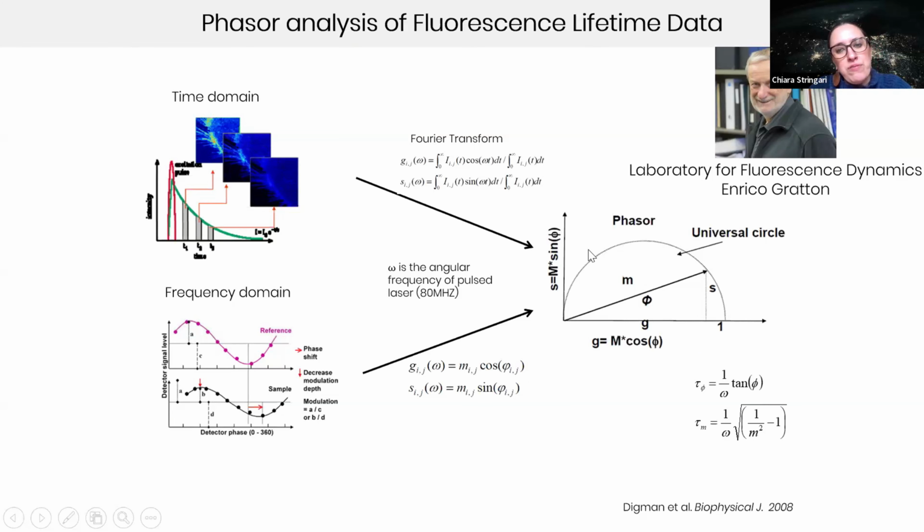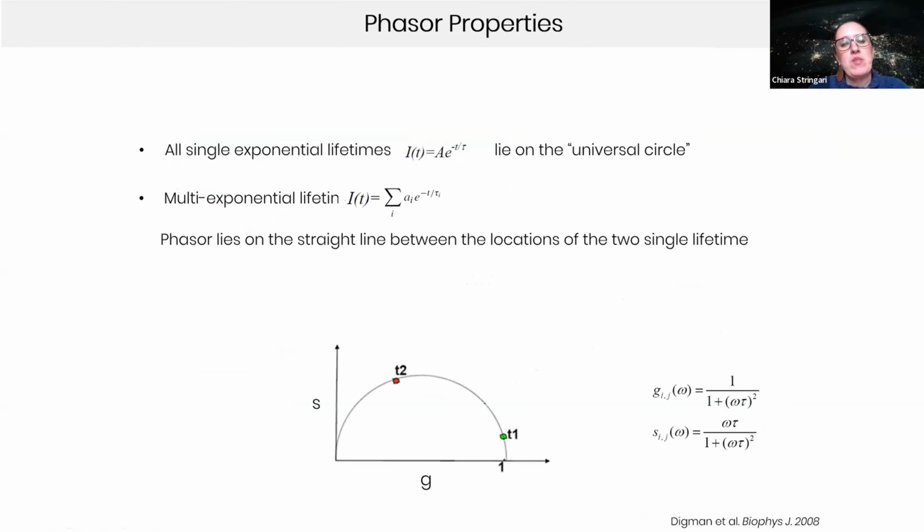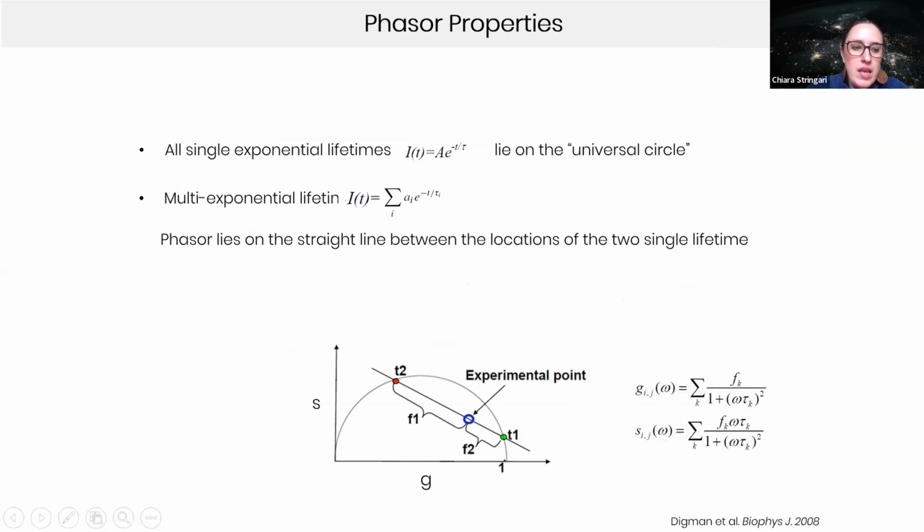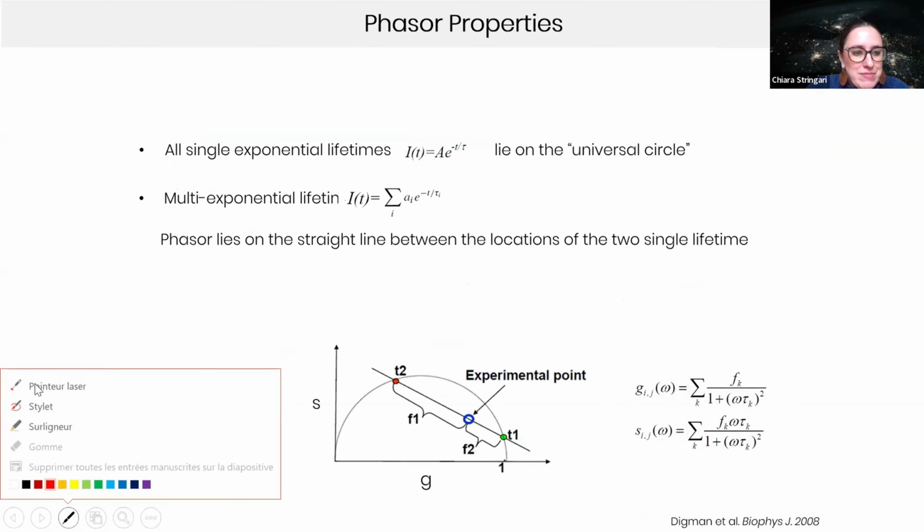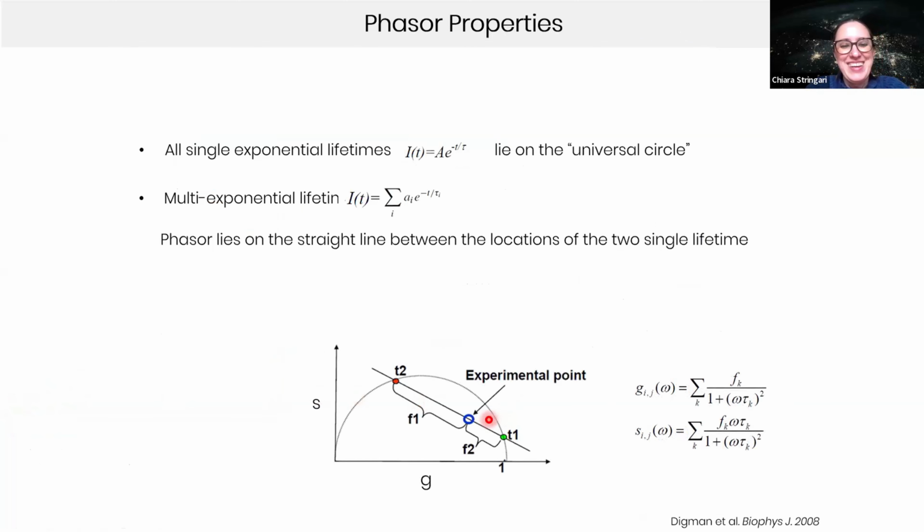So what are the rules of phasors? If you have a single exponential, your points are going to be along this universal circle, while if you have a multi-exponential decay, everything is going to be in the middle. I'm actually going to activate my pointer finally. As I said, the multi-exponential decays are inside the universal circle.